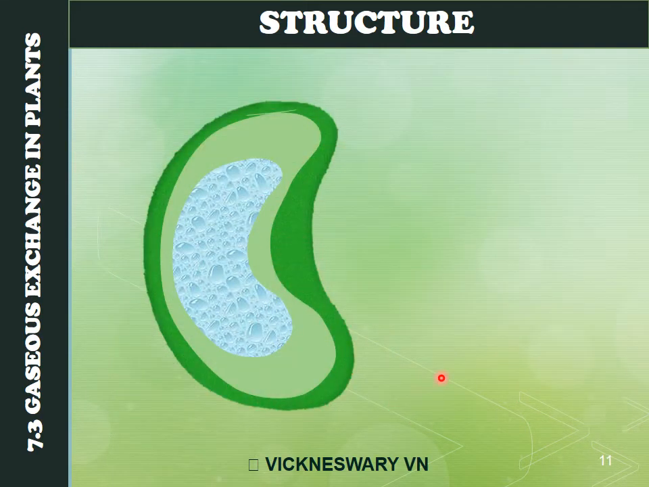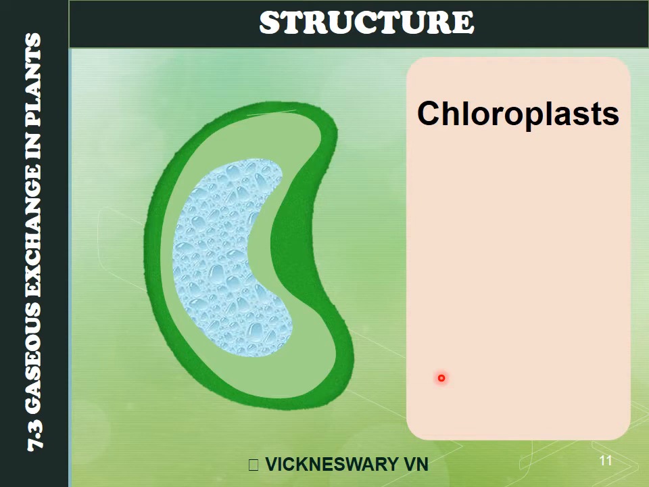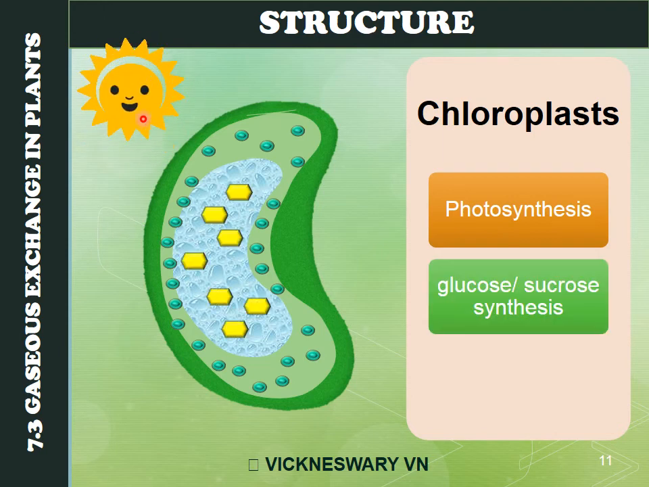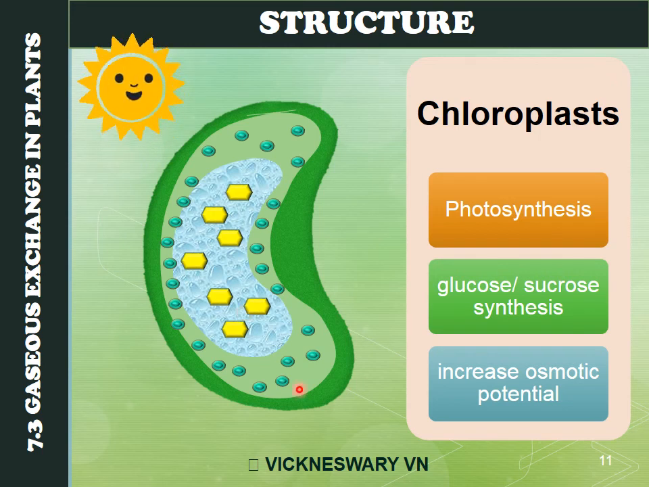Next point we look at is the presence of the organelle chloroplast in the cytoplasm of the guard cell. Chloroplast will enable photosynthesis to occur in daytime. Through photosynthesis, glucose or sucrose will be synthesized and stored in the large central vacuole, and this will then increase the osmotic potential of the cell, causing the cell to either become turgid or flaccid.